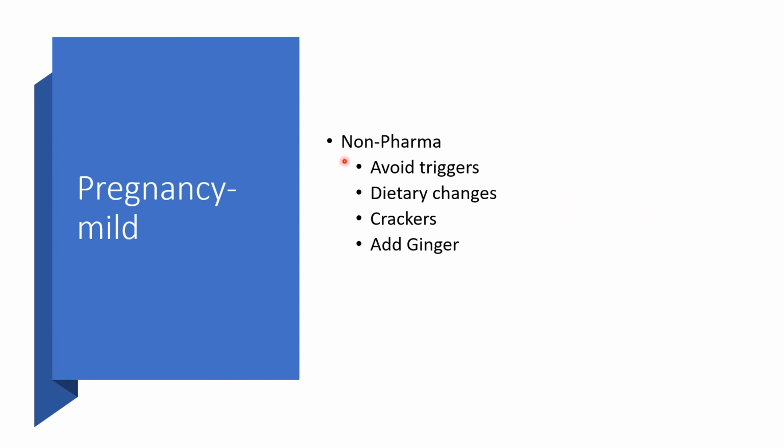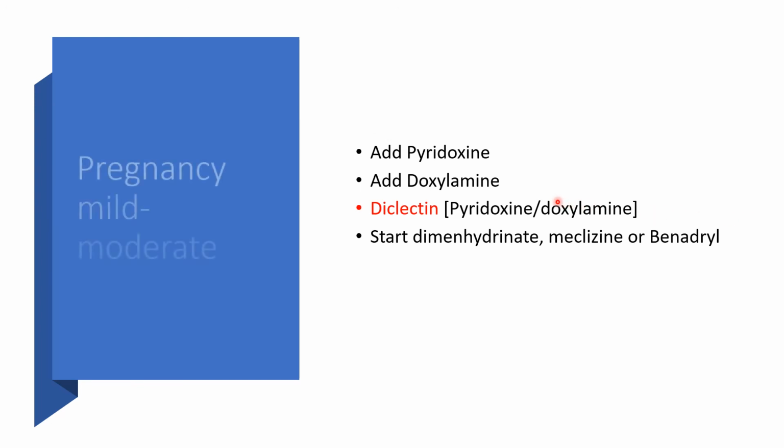Now, in specific situations like pregnancy, if pregnancy-induced hyperemesis is mild, then just go for non-pharmacological intervention. Avoid triggers, dietary changes, crackers, or add ginger. But if the nausea and vomiting, that is hyperemesis gravidarum, is mild to moderate, you can add pyridoxine to non-pharmacological interventions. And on top of that, you may add doxylamine.